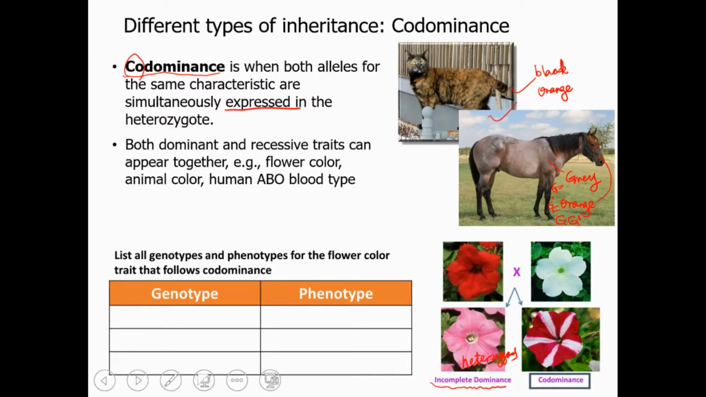But for codominance, if you are heterozygous again, my dog is barking. If you're heterozygous, so instead of having an intermediate trait, something in between, you are going to have both traits shown at the same time, right? So you can see it's a patchy white and red. So you're showing both because both colors are dominant.